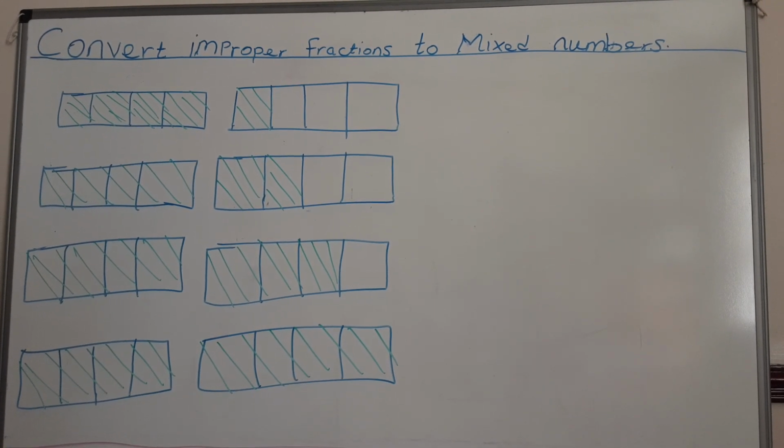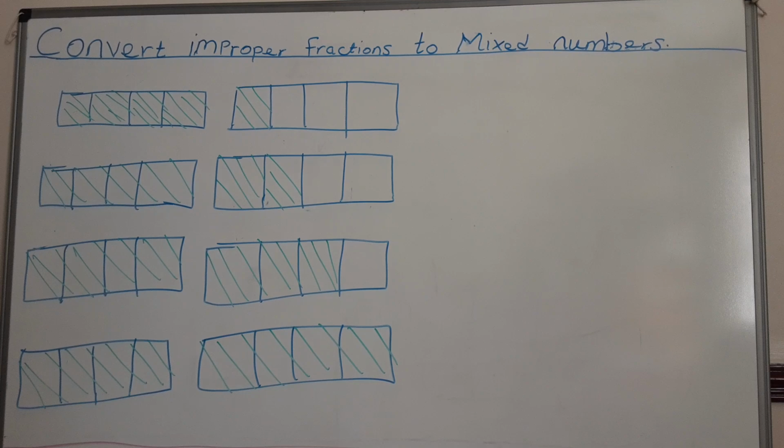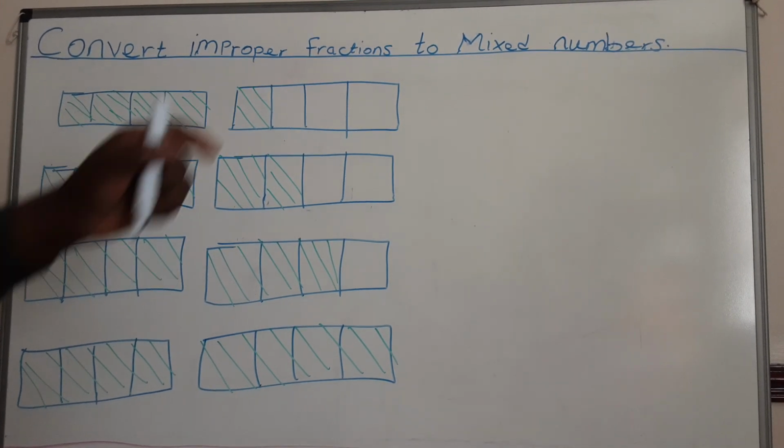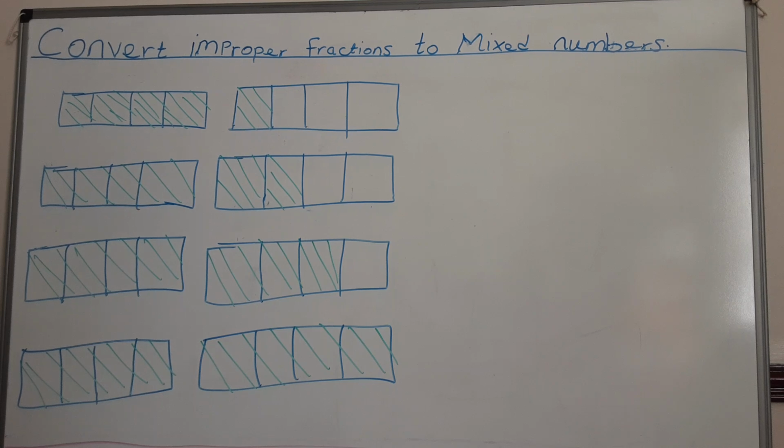All right, so let's dig in and work on some examples. We have these bar models, and these bar models represent improper fractions, and we have to convert them into mixed numbers. So when we look at the first one, we can see how many parts are shaded.